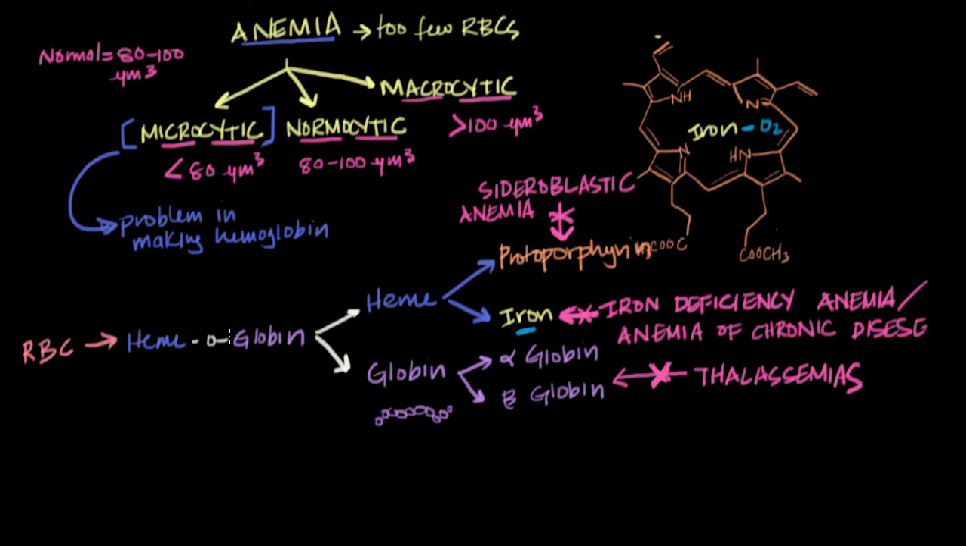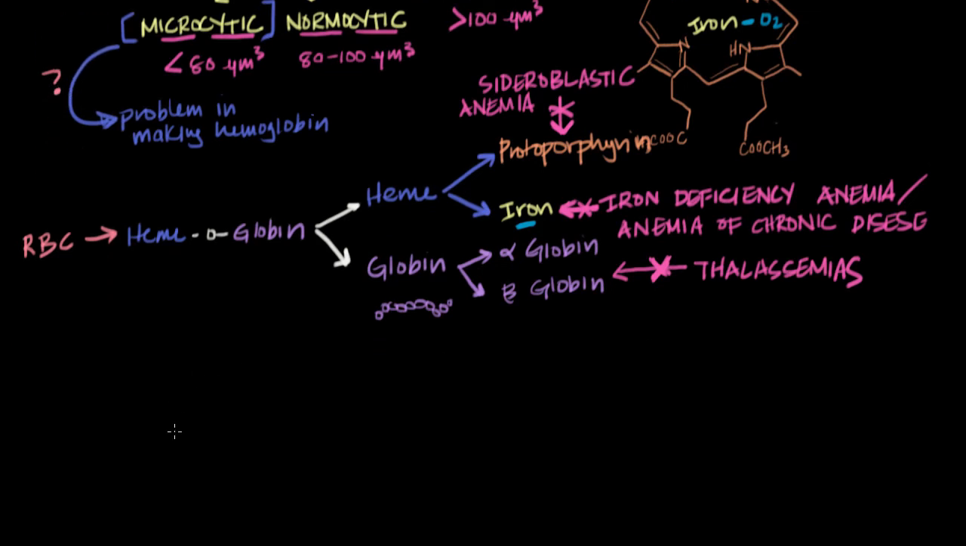So I guess the one thing I really haven't addressed to this point is, why is it when you have a problem in making hemoglobin, you end up with a microcytic anemia, or an anemia where you have really small red blood cells? Well, to explain that, I'm going to draw a normal red blood cell. And let's say this normal red blood cell has, let's pick a random number like 6. Let's say it has 6 hemoglobin molecules. So that's 3, 4, 5, and 6.